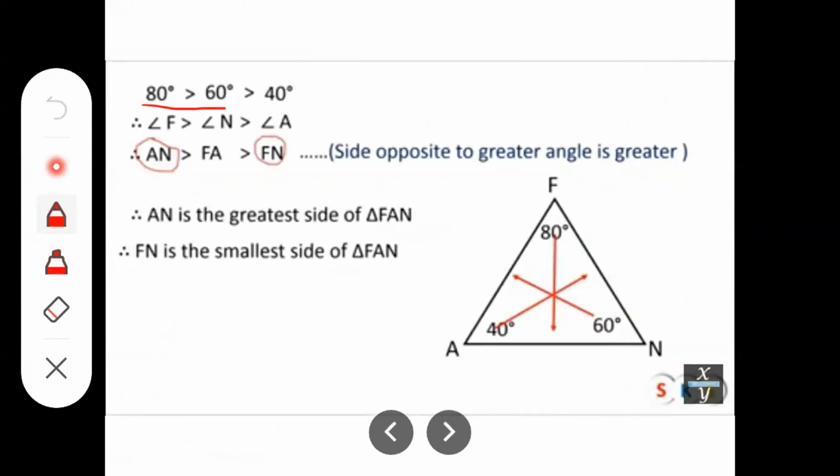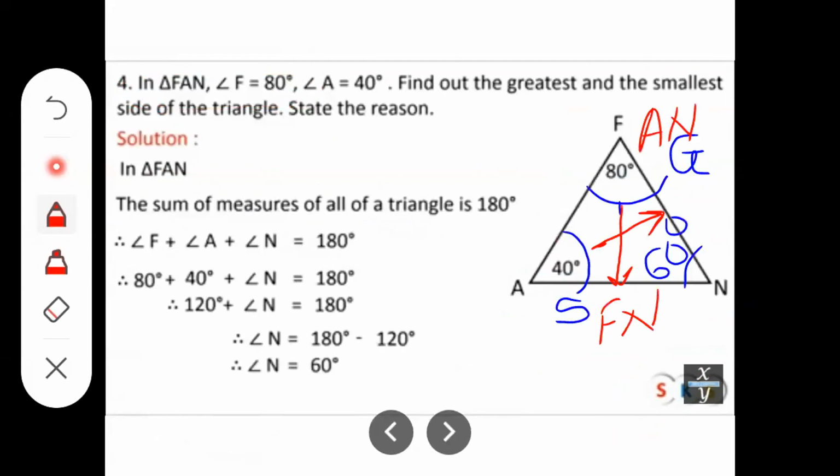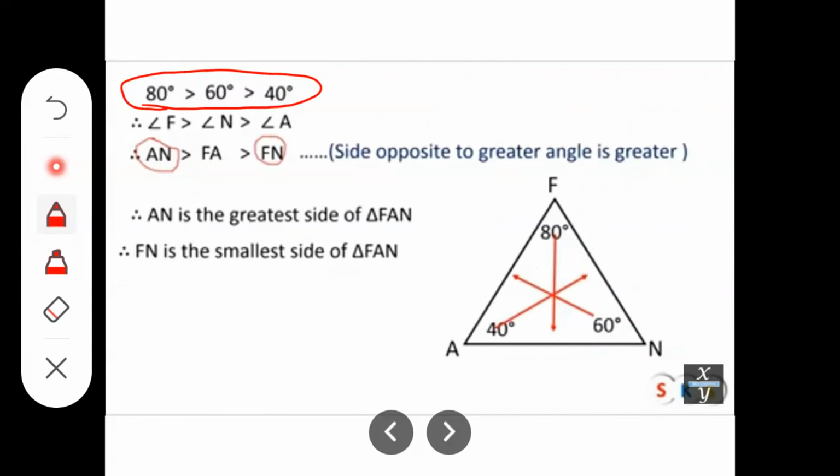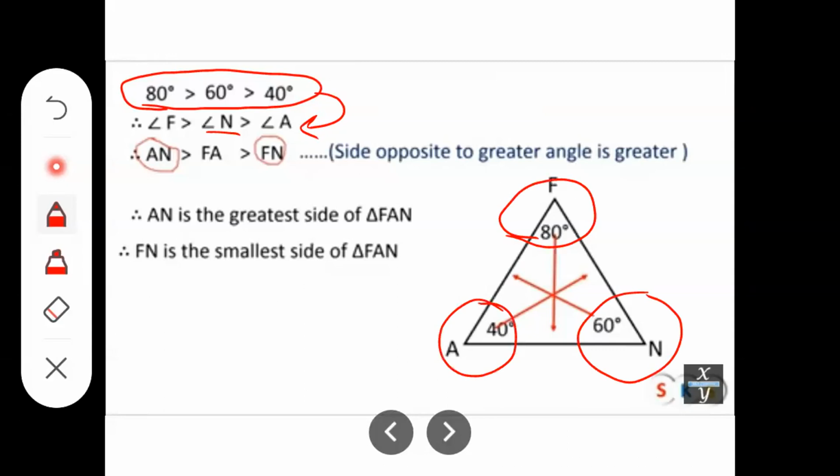What we have to write here is the order of the measurement of angles. We decided that 80 degrees is the greatest, then 60 degrees, then 40 degrees. Now put the respective angles for these values: 80 degrees is angle F, 60 degrees is angle N, and 40 degrees is angle A.